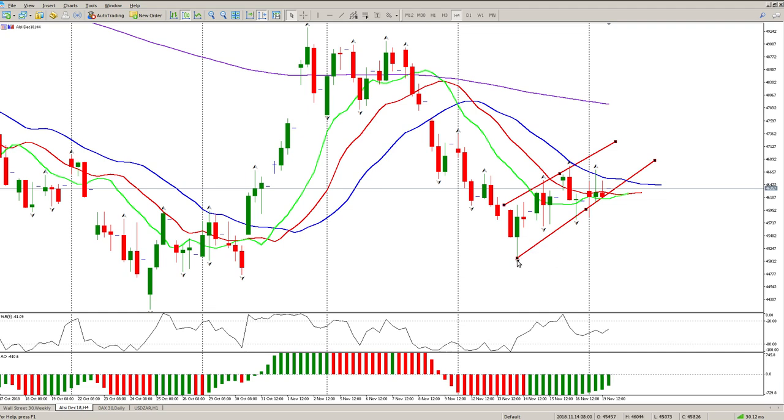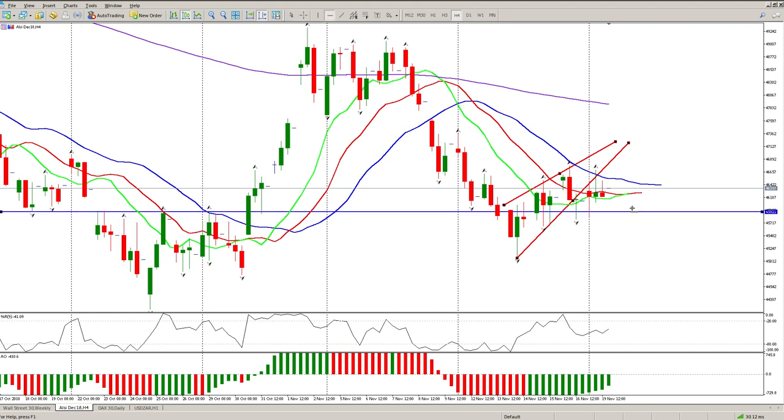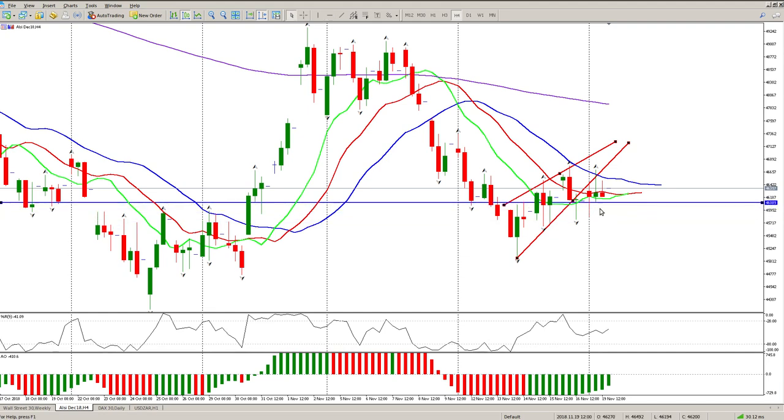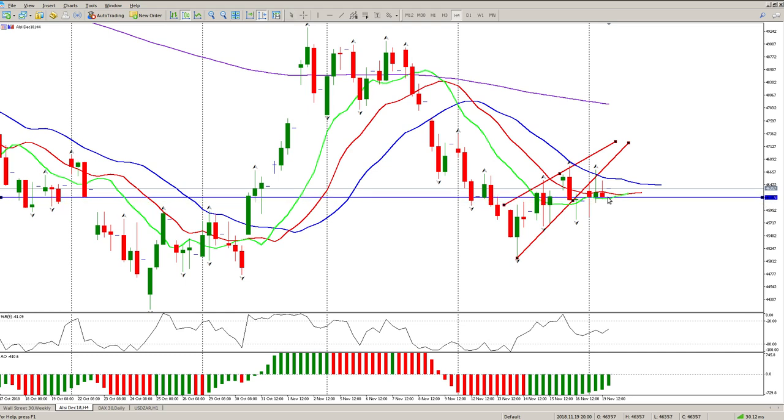That was the flag that we had yesterday. Then we popped up, tested it, and came down. So this is quite a simple trade setup for me now. A break below this pin bar here, at 46,185, would indicate for me a move to the downside.